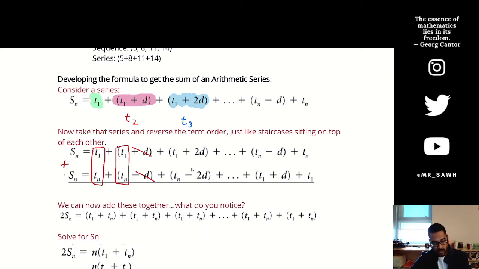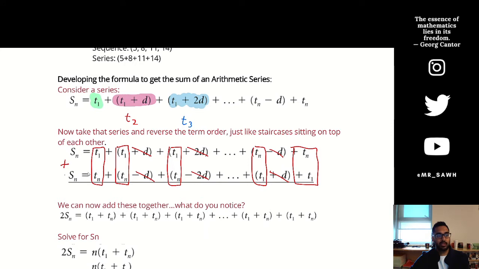And you'll see this pattern happen the entire way down, no matter how many terms you have to deal with, all the way to the end. Which means that if you do this for your sequence, which may have n number of terms, well, you're always going to end up with n T1 plus Tn's.